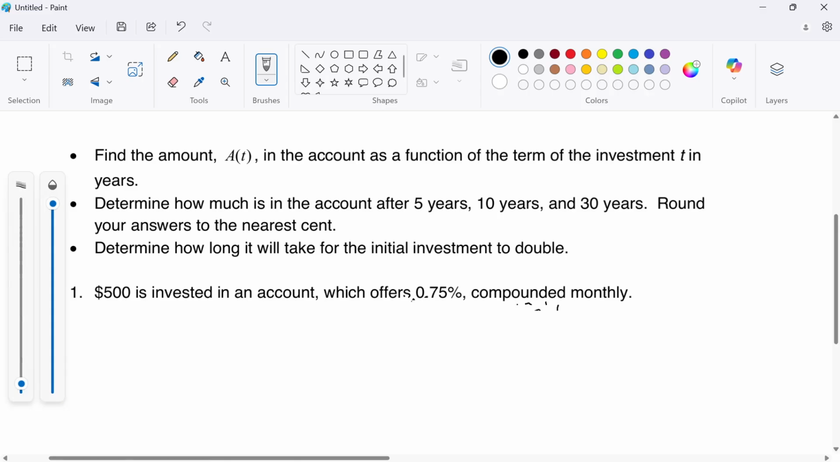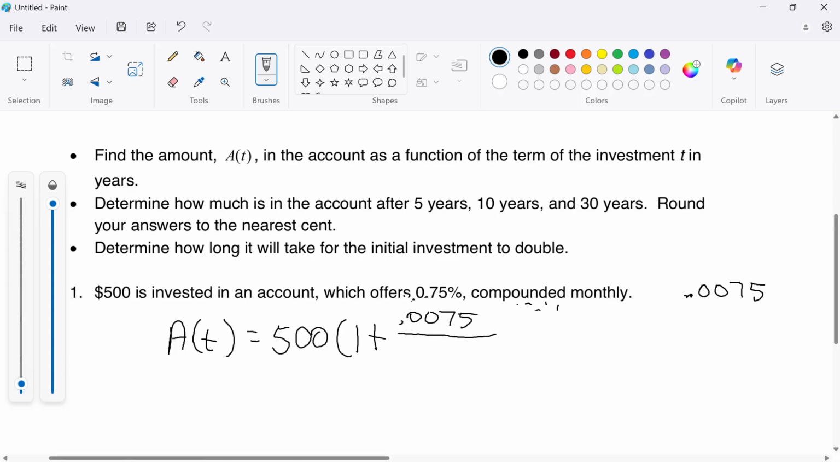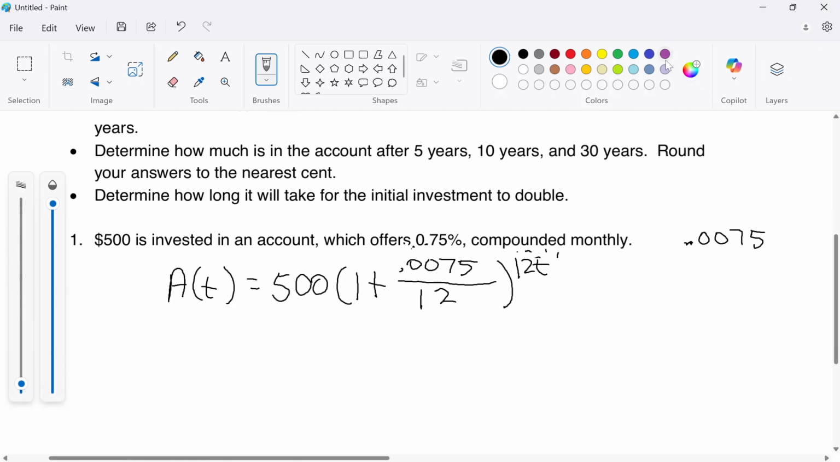So this says 0.75%. I have to divide that by 100. 0.75 divided by 100 is 0.0075. That's the number. So the accumulated amount equals 500, the principal, times 1 plus the interest rate, 0.0075, divided by the number of compounds. Well, it says monthly, there's 12 months in a year, raised to the 12t power. Again, it's nt. n is the number of compounds. So then it asks 5, 10, and 30 years.